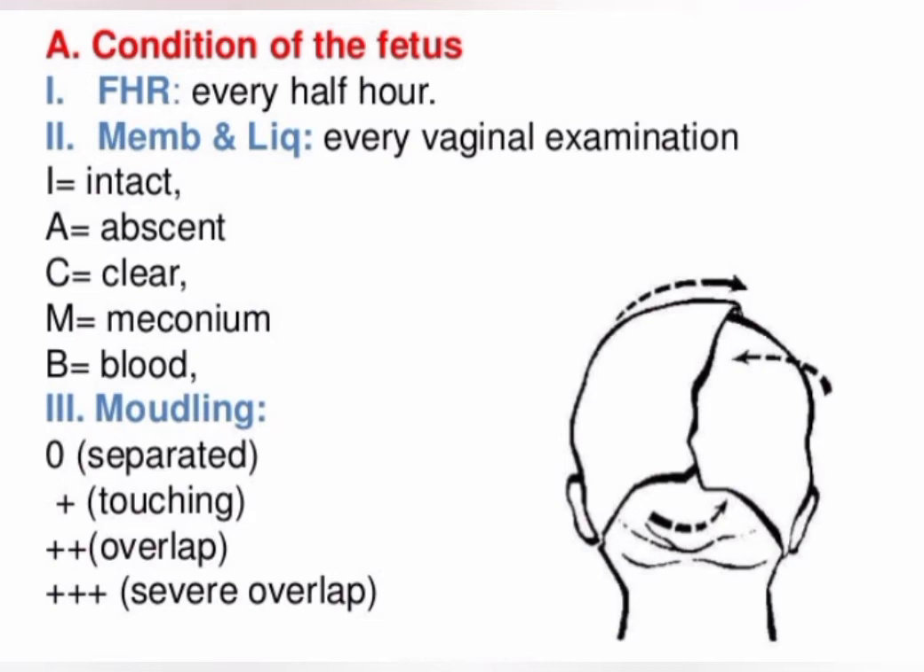Then we'll check the molding of the head. If it is 0, then the bones are separated. If it is one plus sign, it denotes touching. If it is two plus signs, it denotes overlapping of the head. If it is three plus signs, it denotes severe overlapping.